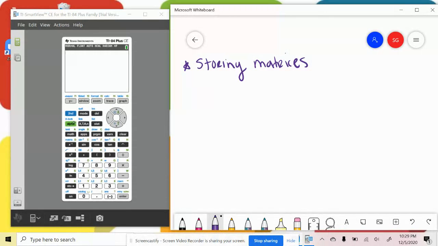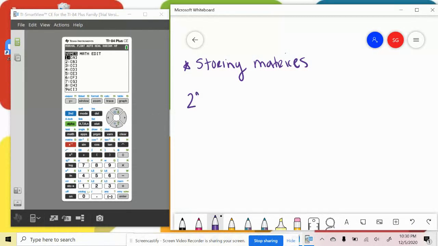So in order to do this, I encourage you to just play around with your calculator in general. You see this word right here, matrix? So in order to store matrices, I'm going to go to second. I'm actually going to clear my calculator first. Second plus 7, 1, 2. You might want to do the same thing so that you're starting with a fresh calculator. So I'm going to go to second matrix.